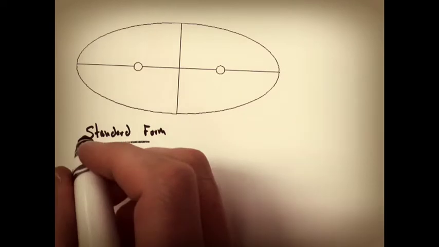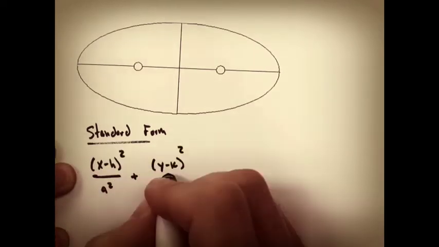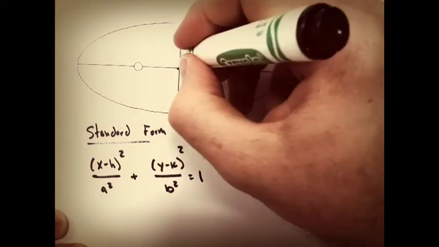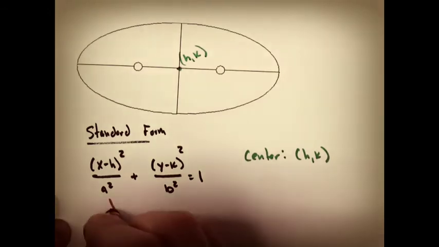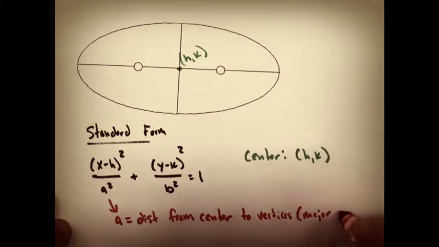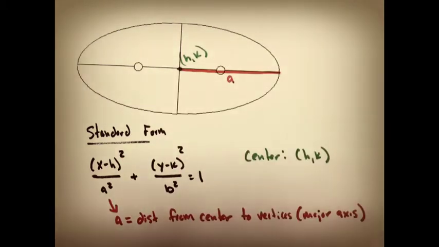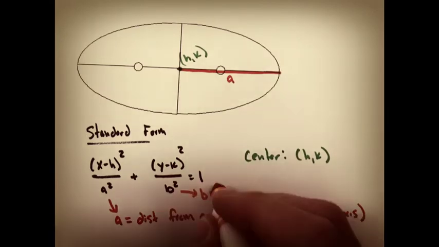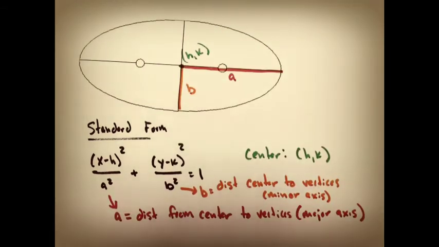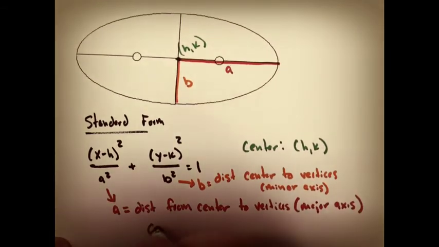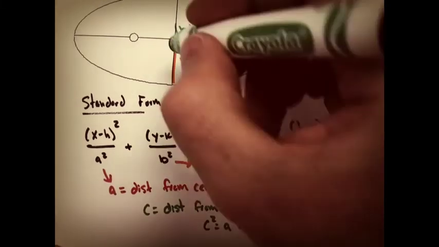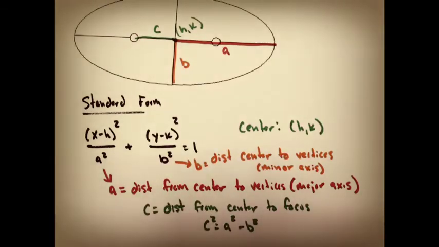So, standard form of an ellipse. X minus h squared over a squared plus y minus k squared over b squared equals 1. The center is still h, k. Here's where things get interesting. A is the distance from the center along the major axis to the vertex. It's the longer one. Any guesses what B is? Yeah, it's the center to the vertex on the minor axis. Of course, both sides are like that. Now, the one thing we don't know is the distance to the focus. We call that C. And in an ellipse, C squared equals A squared minus B squared.